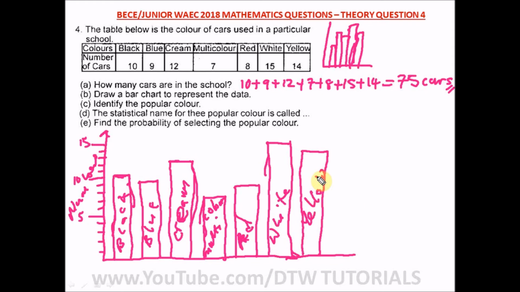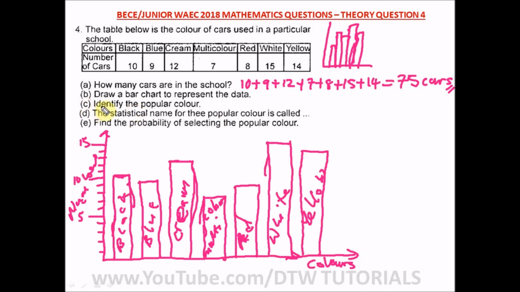Okay, all right, so this is the answer. This is the way you label your diagram. This is the number of cars, and this is colors. Make sure you write this. Number of cars, you can write it here or by the side, then also write colors here. So this is the way you represent this on a bar chart.